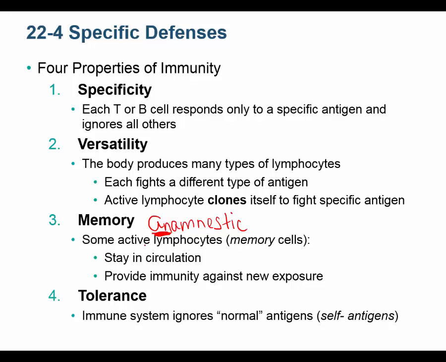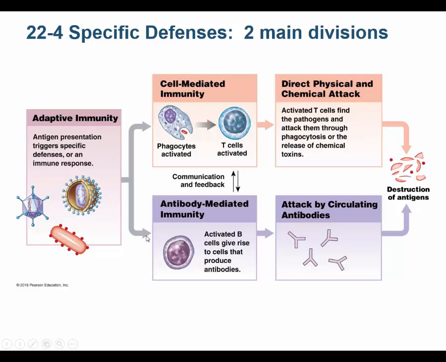And lastly, our specific defenses have tolerance. That means we recognize self and we don't attack self. So we tolerate our own antigens, but we don't tolerate foreign antigens. If we recognize it as foreign, then we fight it off. So those are the properties of our specific defenses.